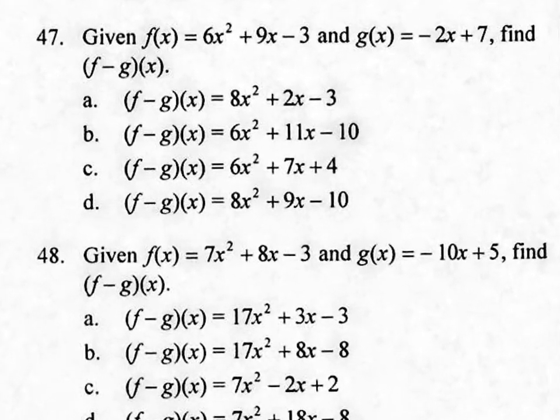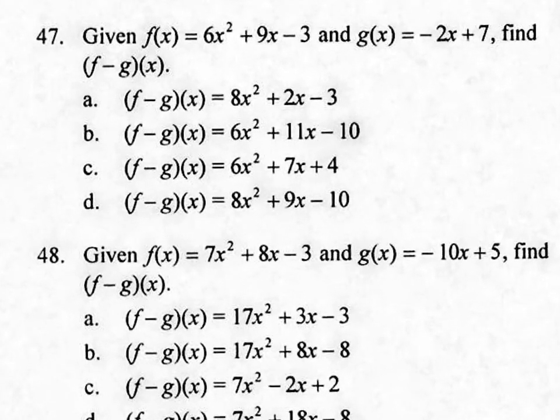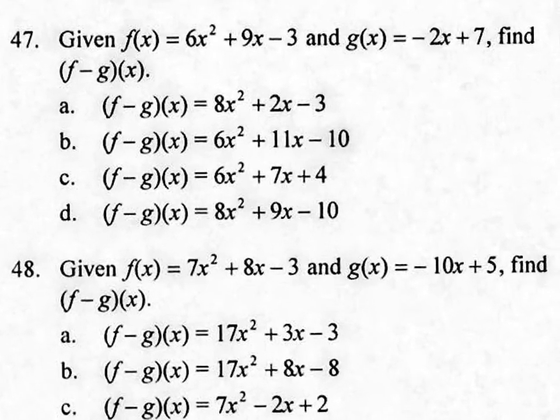Number 47, we're going to work on 47. They give you an f of x function, which is a quadratic trinomial, 6x squared plus 9x minus 3. They also give you a g of x function, which is just a linear binomial. What they want you to do is take the f and the g and subtract them. This is the notation for f of x minus g of x.